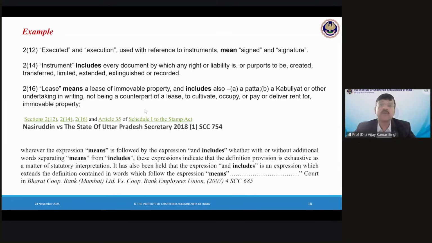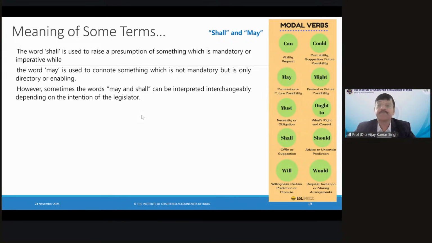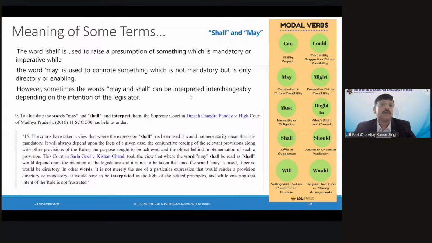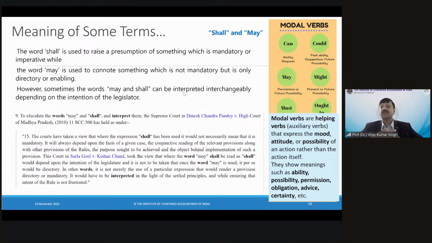Now we will talk about some modal verbs. You must have studied modal verbs in your grammar, right? Wren and Martin, I hope you remember. Modal verbs are helping verbs or auxiliary verbs, and they express the mood, attitude, or possibility of an action rather than the action itself. They show meanings such as ability, possibility, permission, obligation, advice, certainty, etc.